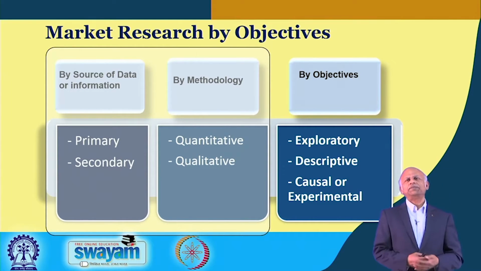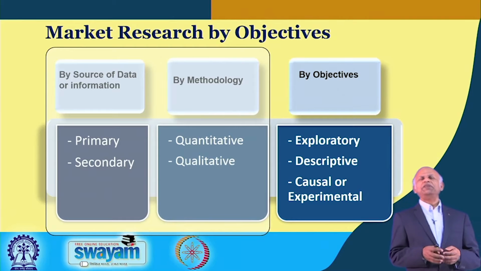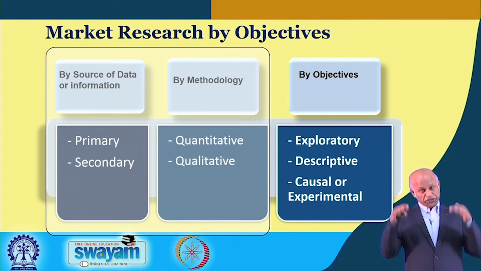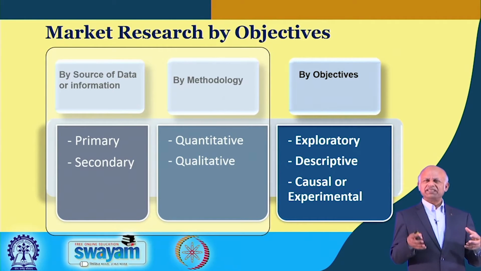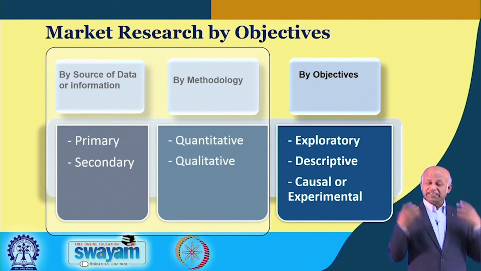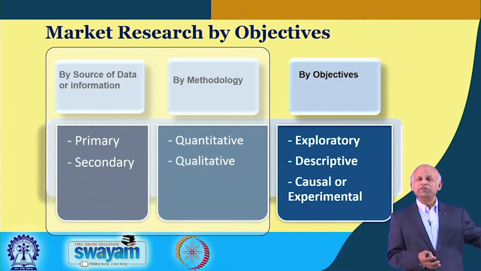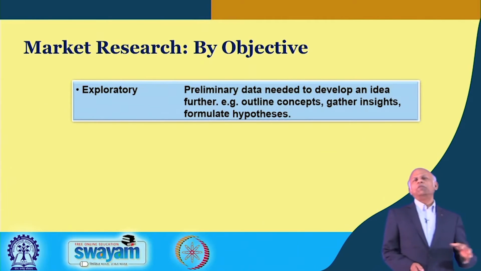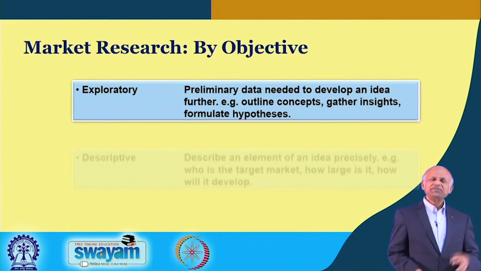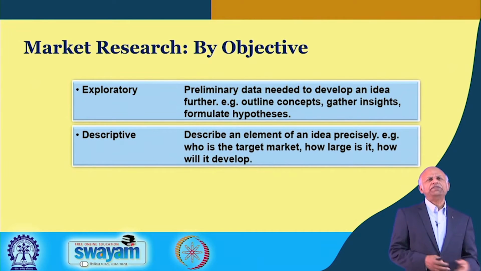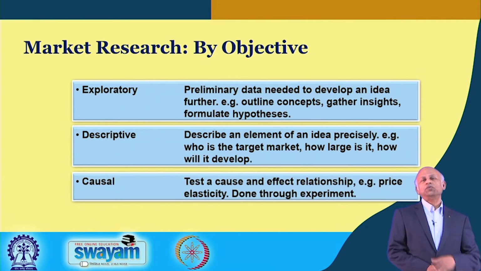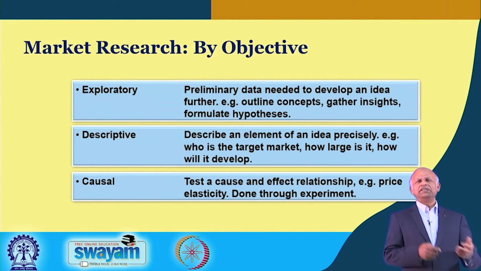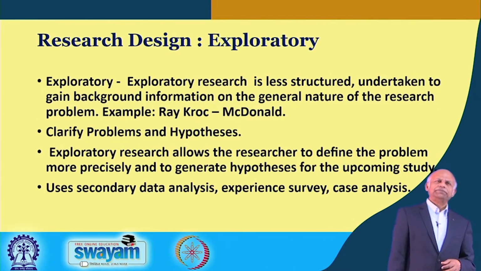Next is the market research by objective, meaning whether you want to get just a bird's eye view about a market, or you want to go deeper inside, or you want to test very exactly, that you give some input, how the output becomes, its causal test depending on that. So, market research by objective: one is exploratory, descriptive, and the other is causal. So, as I said, exploratory is preliminary, descriptive goes deeper, causal means cause and effect relationship.